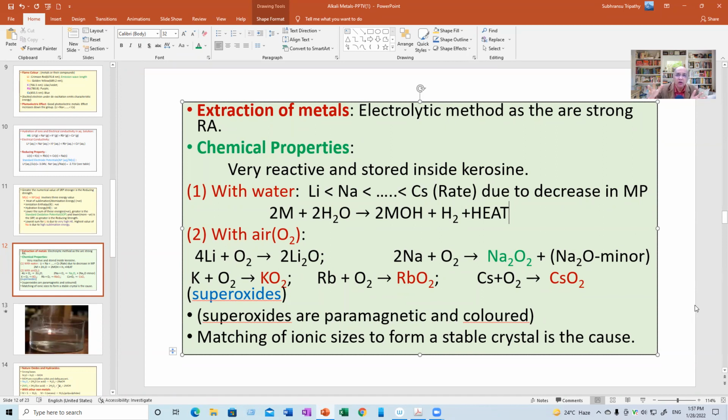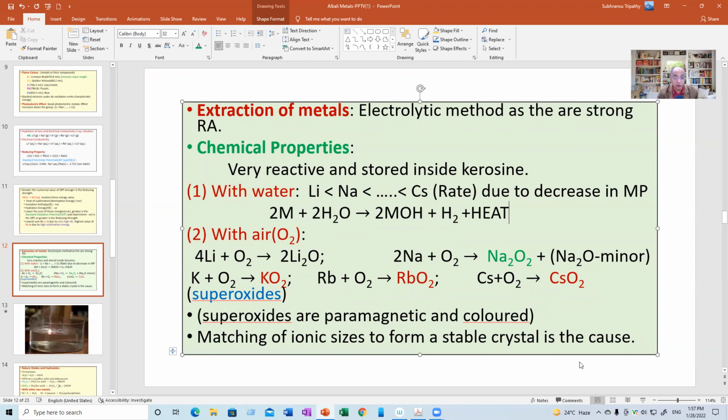one such ion requires two oxide ions to have a good fitting, good size matching, to give you a good crystal. If there is a large disparity between positive ion and negative ion, the solid crystal becomes very, very unstable. Nature makes the composition of the oxide in a manner that the crystal becomes stable. That is why lithium monoxide, sodium peroxide, other three superoxide.